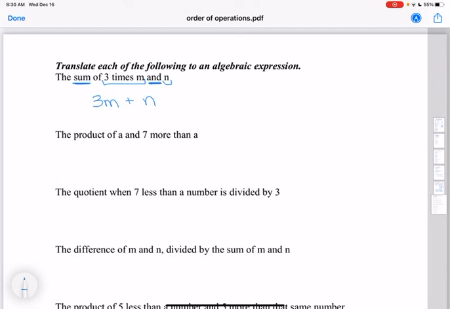Next, we have the product, so that means multiply. The product of a, and, so this is where the product is going to go, okay? And 7 more than a.